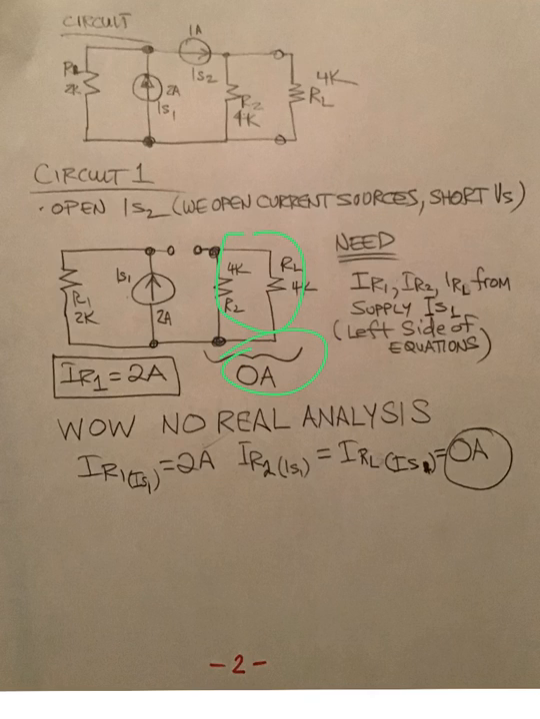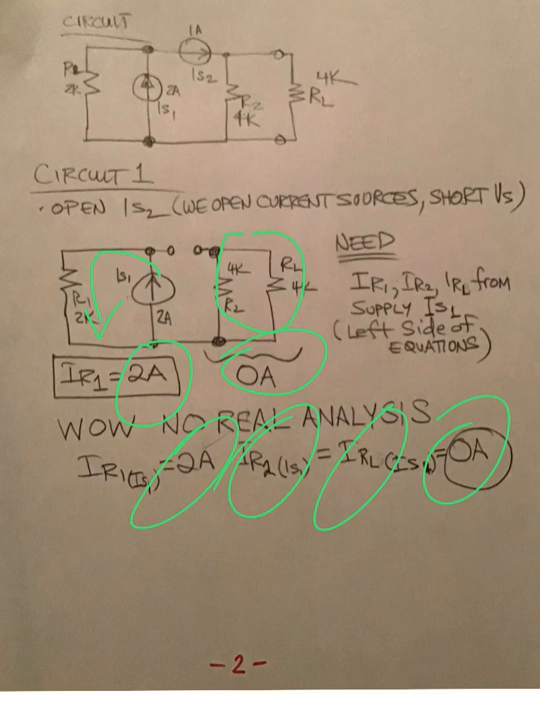Now, that also means that this resistor over here is the only resistor that's getting 2 amps. Wow. No real analysis. Look at the numbers. This is insane. We're done with the first complete loop, okay?